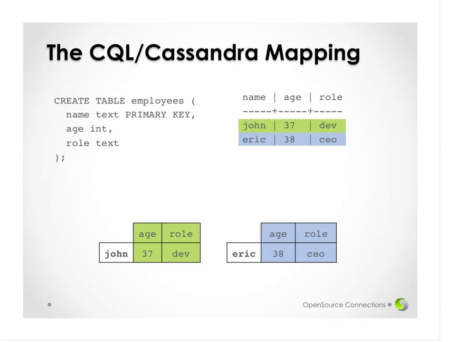And I guess it's important to make a note on vocabulary here. When I'm talking about the CQL organization of things, I'll talk about the CQL rows, the CQL fields or columns. And when I'm talking about internal Cassandra data representation, I'll talk about Cassandra rows and Cassandra columns.